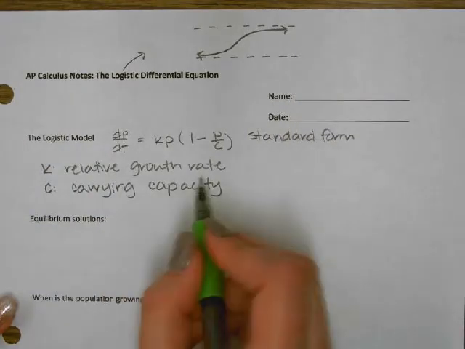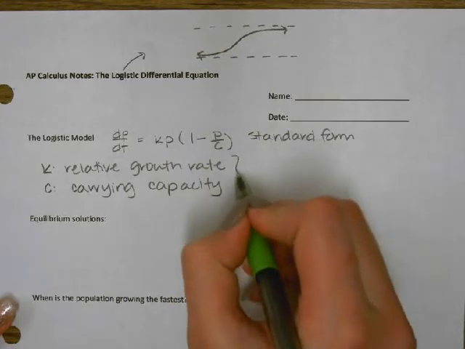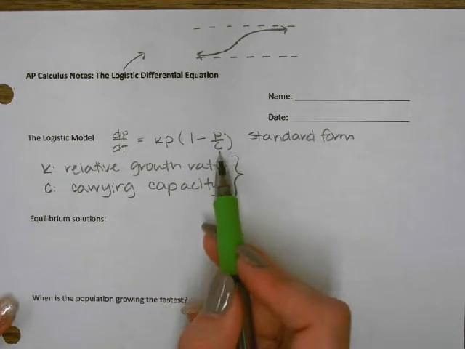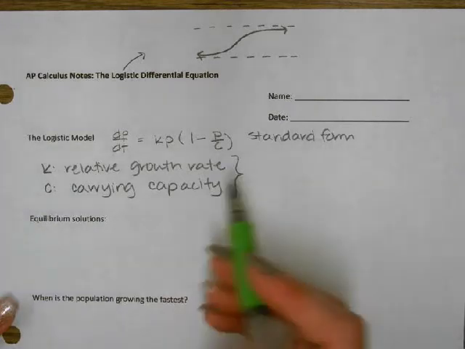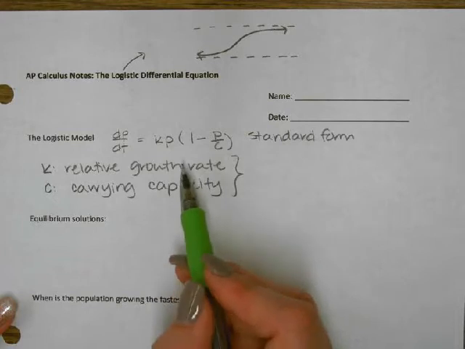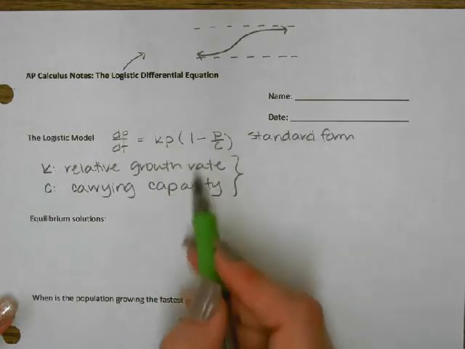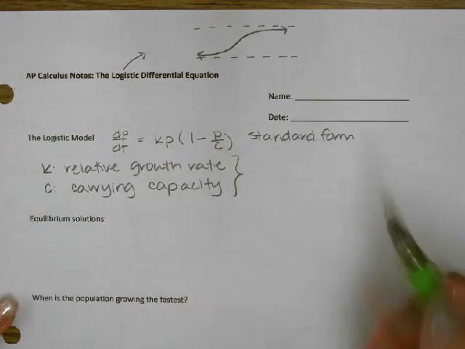So relative growth rate, carrying capacity, P is the population. These are only going to be recognizable if the model is given in the standard form. If it's not, you're going to have to factor it. If you can see, these kind of look factored. So if it's not written like this, you have to factor it out. But once it's written like this, you can recognize what those numbers are just by looking at the number in front of P to find the k and the number underneath P to find the C.